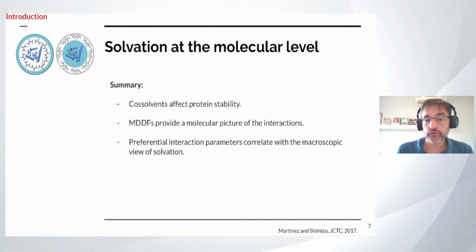correlated with the macroscopic view of solvation, which says that the co-solvents are either accumulating on the protein region, promoting denaturation in general, or being depleted from the protein region, promoting stabilization of more compact structures. So this is the overall picture of the methods we are using. Now I will describe some examples of these applications that our students have been developing in the last few years.